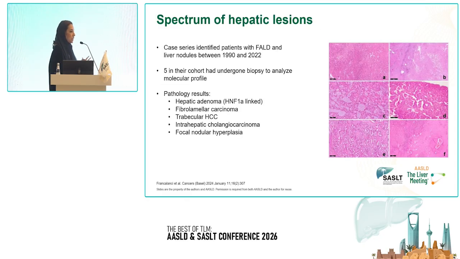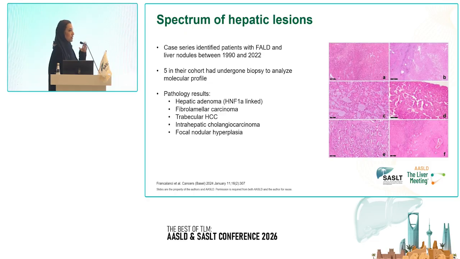The spectrum of lesions that can occur is wide. There are a couple that we generally think about frequently, like FNH-like lesions, and specifically we think about HCC in this patient population. But this was a very interesting case series where they wanted to perform an analysis of the molecular profile of patients that had undergone biopsy of their liver lesions with a history of Fontan surgery. Within 5 patients, there was a wide variety of lesions. So they had a hepatic adenoma, a fibrolamellar carcinoma, trabecular HCC, an intrahepatic cholangiocarcinoma, and then an FNH or FNH-like lesion is what we typically call it in this patient population.